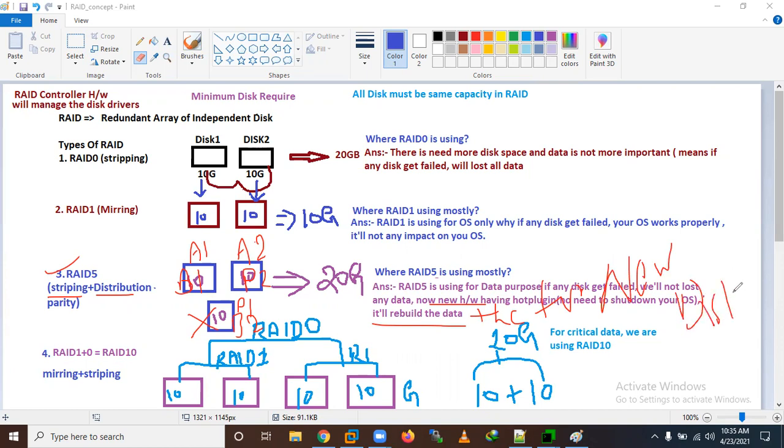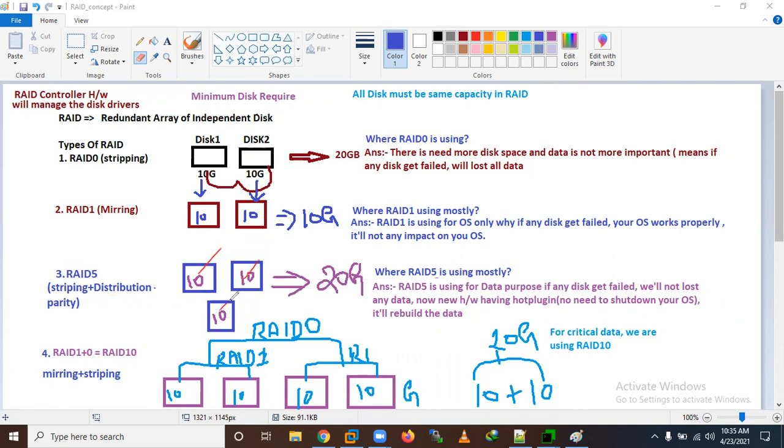Okay, so how much total capacity will we get here? Suppose these disks are 10 gigabytes each. So the used capacity we will get is only 20 gigabytes.